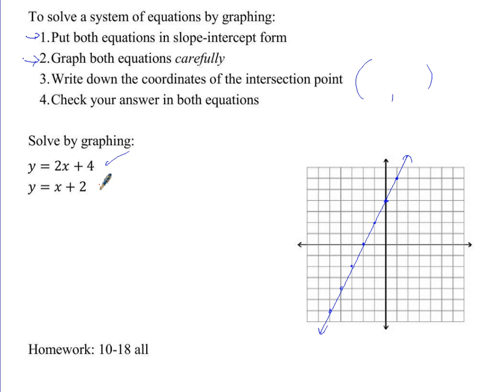Okay, the second equation, I'll graph in red. y = x + 2. We have a y-intercept of 2. And what's my slope here? Yeah, up 1, right 1. So up 1, right 1. There we go. Reverse it, go the other way. Down 1, left 1. Down 1, left 1. And notice that I landed right on that same dot, so I already know my answer. But I still have to continue the graph. I still want to carefully draw in that graph.